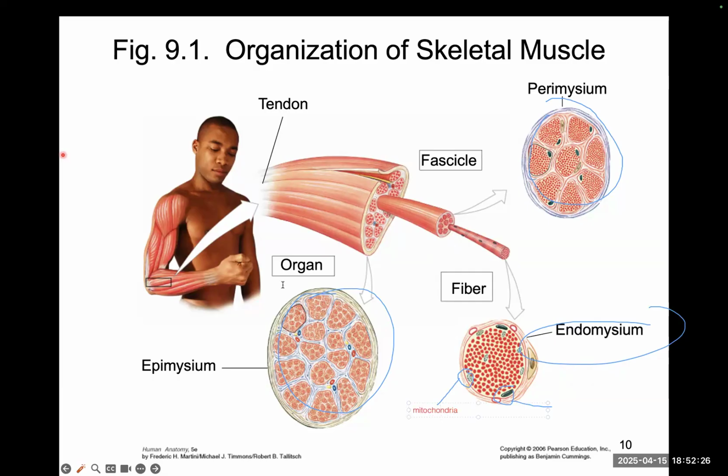Mitochondria, and then you also have a nucleus. Because you can see these organelles, it's at a cellular level, and that's going to have endomysium. So you've got three layers: epimysium, perimysium, and endomysium. And they look very similar to each other, so it's very important that you know what scale you're talking about.